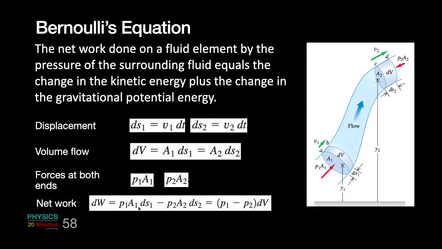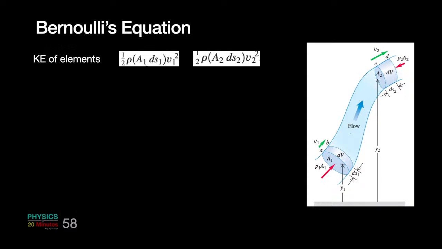So I can put it in this equation. A1 ds1 I can put dV, A2 ds2 I can put dV. So I'll get P1 minus P2 into dV. So this is the net work done by external forces, external to this element, as it moves from here to there. What is Bernoulli's equation then? How do we derive it? Let us look at the other aspects of the element.